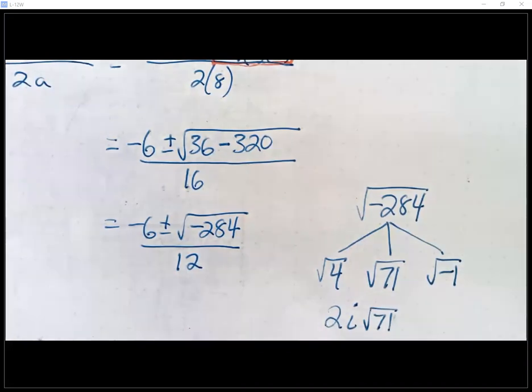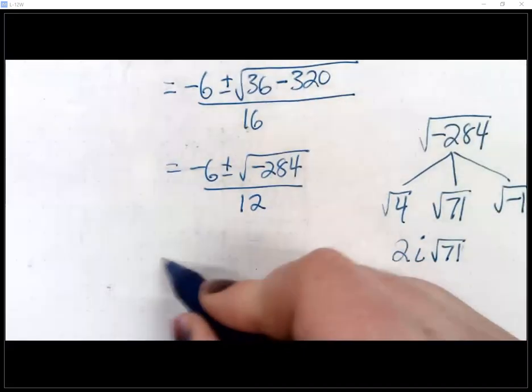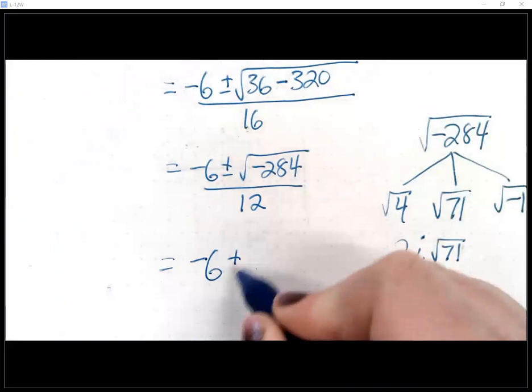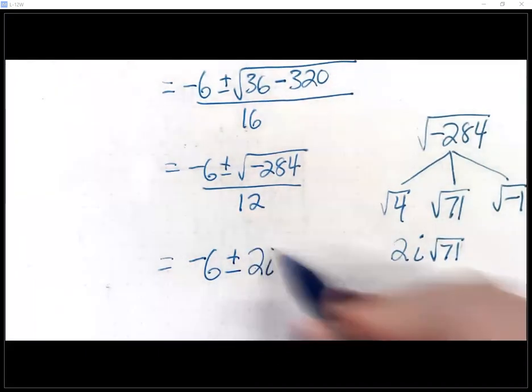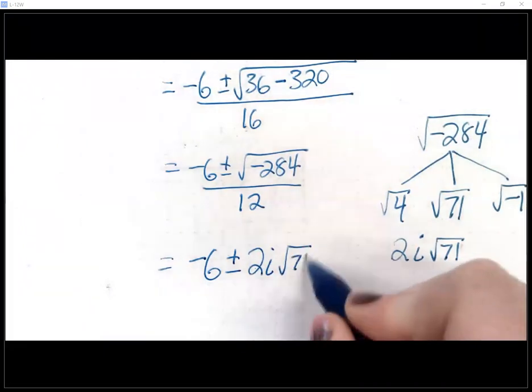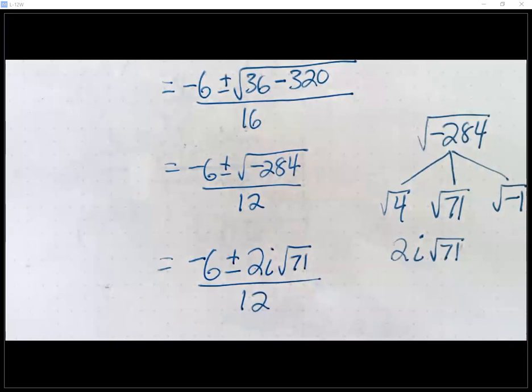So then I just pop back on over and then I'm like, okay, cool. So now I'm here, -6 plus minus. Instead of writing that, I'm going to write what I just found out. It simplifies to 2i root 71 all over 12. And then I ask you, is that a final answer? No. What can I do?